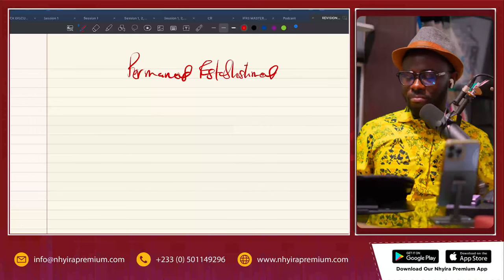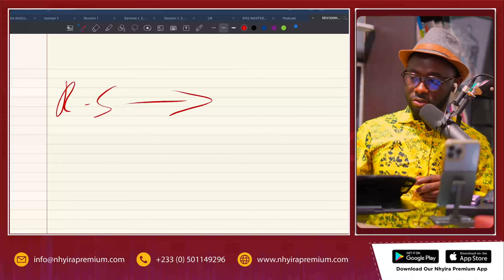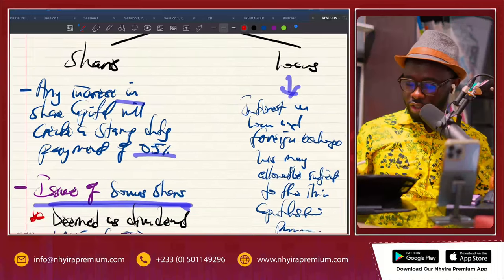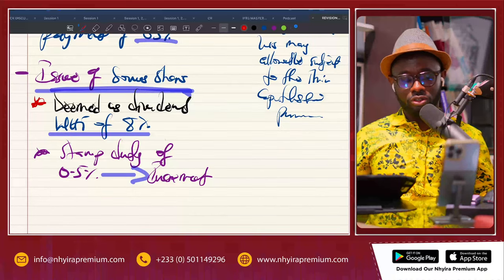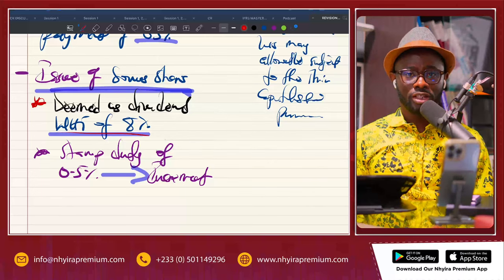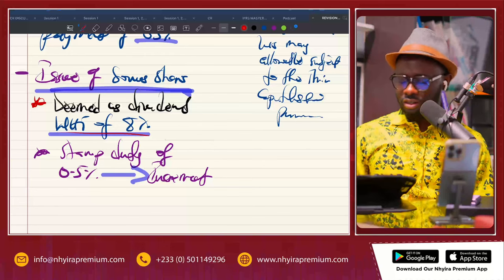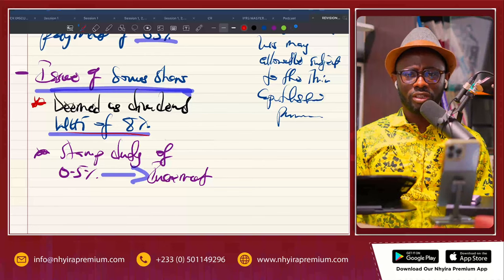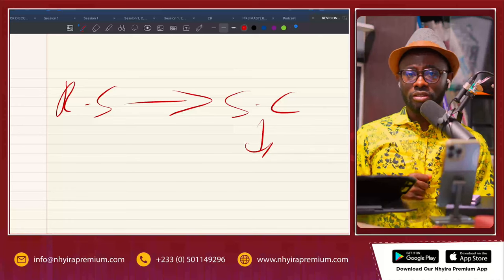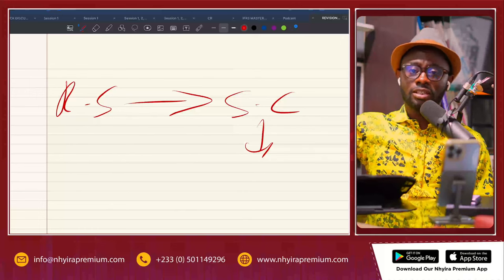So then, movement from revaluation surplus to share capital is deemed as dividend, because it's a bonus issue. A bonus issue is converting reserves into stated capital, so it's going to be taken as a deemed dividend, and so you charge 8% on it. And then it's charged a stamp duty of 0.5% on it as well. So movement from revaluation surplus to the share capital is going to be taken as a dividend payment, 8%, and then stamp duty 0.5%.